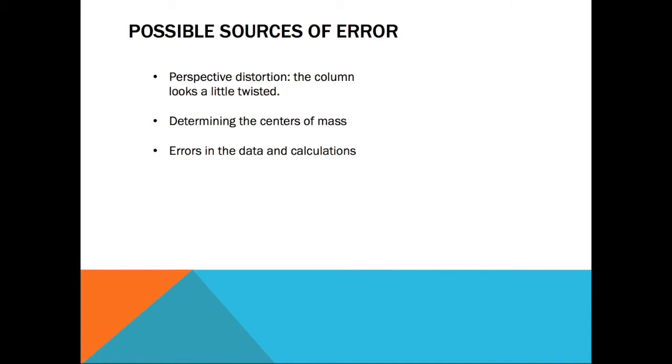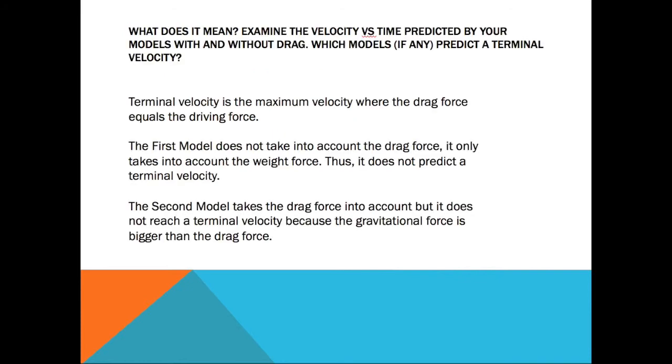Some possible sources of error could have been the perspective distortion, that the column looks a little twisted, and determining the centers of mass, and errors in the data and calculations. All these things could have affected the results.